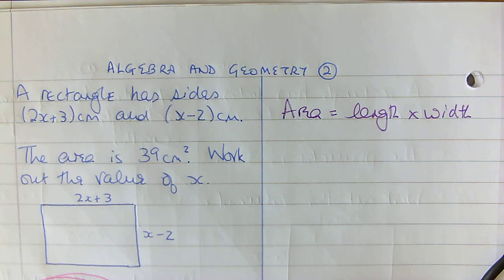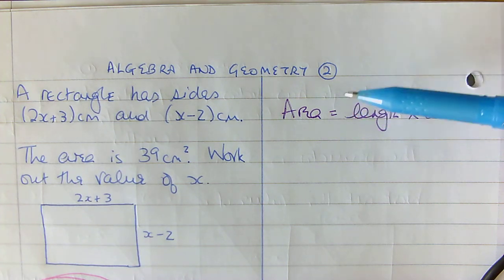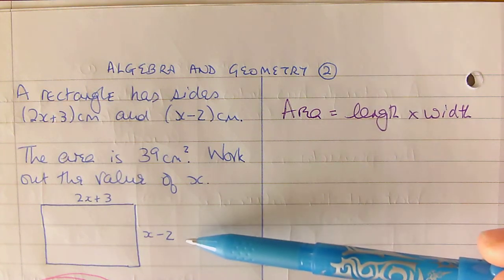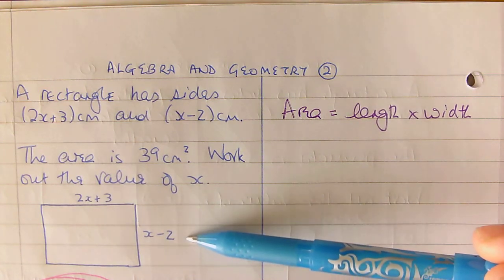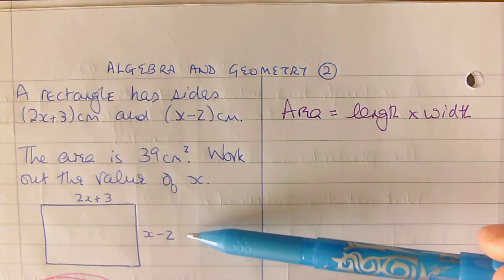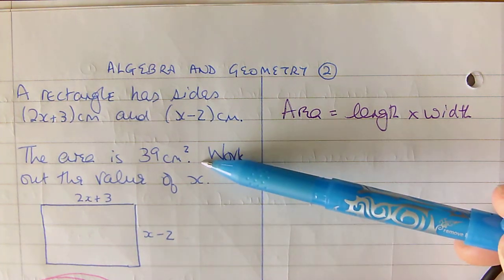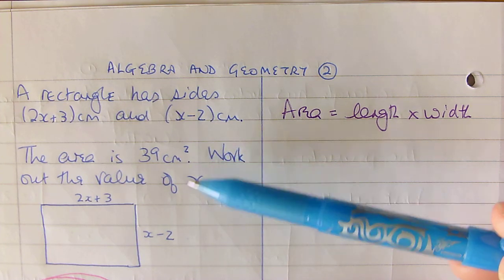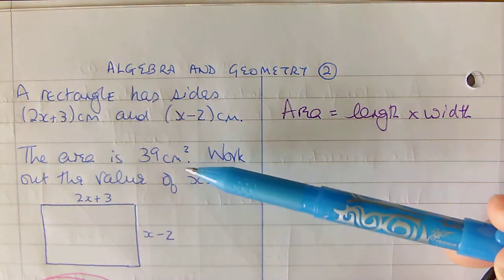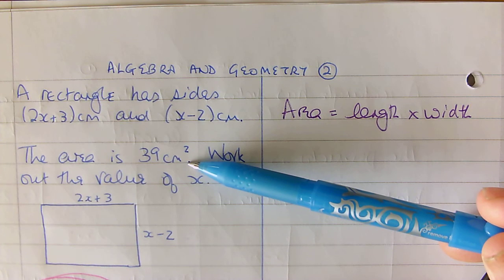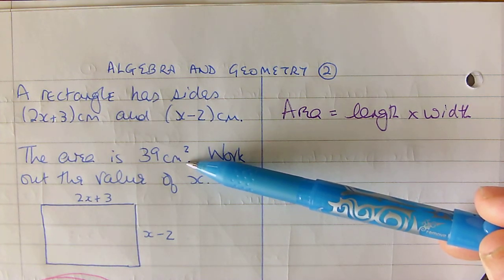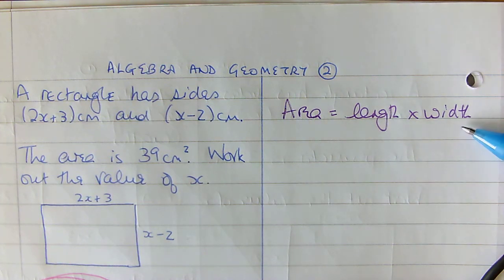Okay, so we're looking at algebra and geometry again. In the first of these videos I dealt with a question where we were given values around a rectangle and asked to find a value of x knowing what the perimeter was. In this case we have a similar situation, but here we're given the value of the area. So rather than thinking about the perimeter being the distance all the way around the edge, we should be thinking that area is length times width as a key to progressing with this question.